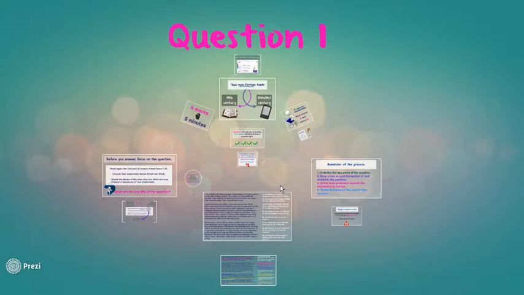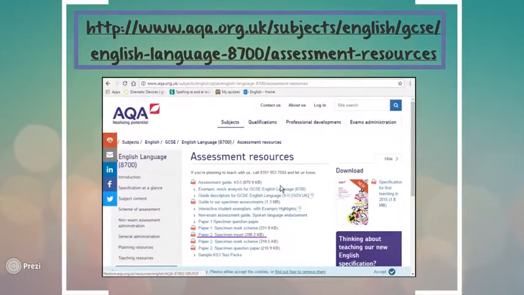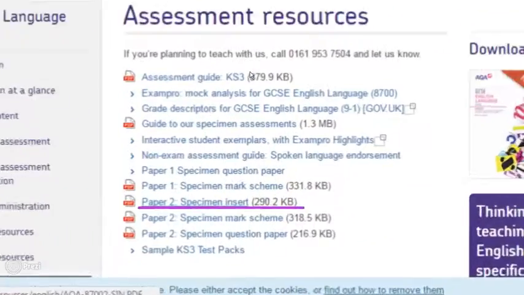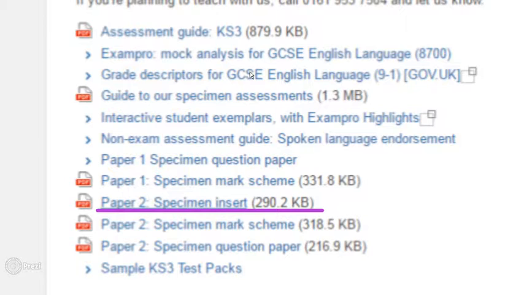This video concerns the AQA English Language Paper 2 exam with a focus on question 1. Before you begin to work through the series of videos on Paper 2, it would be a good idea for you to have the sources to hand, and you can find those on the AQA website. So if you post this link into your browser, it should take you straight through to the Assessment Resources page, and when you're on that page, if you click Paper 2 Specimen Insert, then that should automatically download for you, and you can view the sources that we're going to be working with.